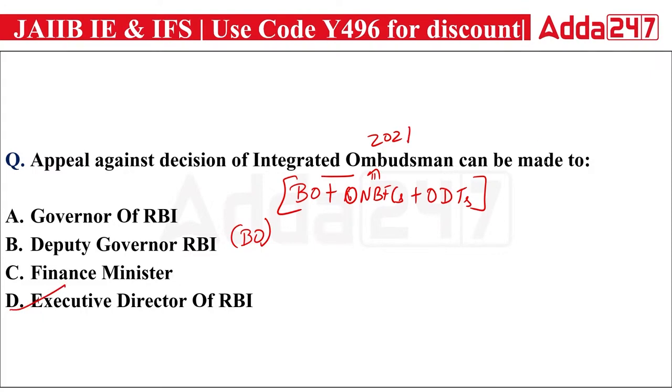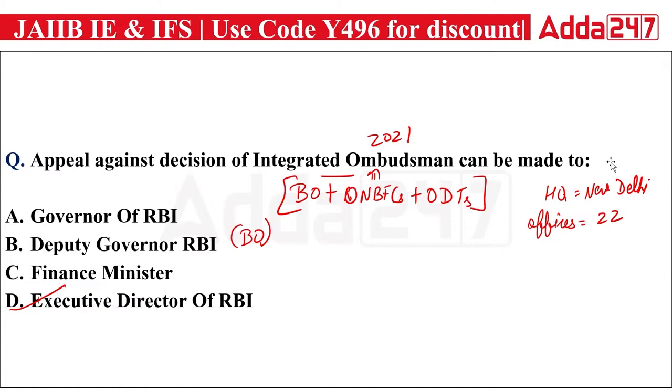The headquarters of the integrated ombudsman is still in New Delhi. If we talk about the total offices of the integrated ombudsman scheme, the total is still 20, as it used to be under the banking ombudsman, which was introduced in 2002. Then it was merged in 2021, so it became the integrated ombudsman.